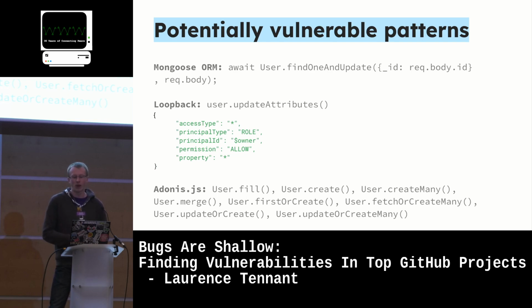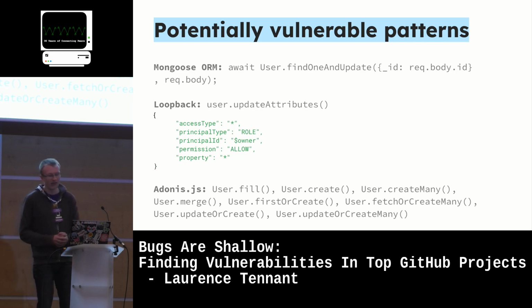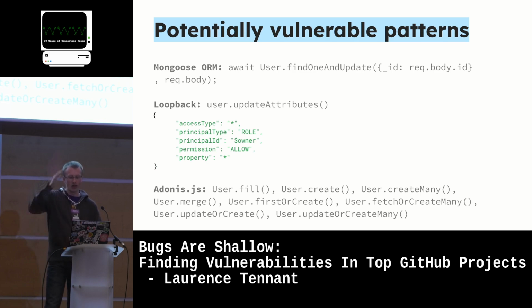And there are a number of different ways that they persist data and properties to user models. So you've got Mongoose using findOneAndUpdate. You've got LoopBack, which uses updateAttributes, but then they have separate ACLs for deciding which users can affect which properties. Then you have Adonis.js, where they have about 10 different functions that could be vulnerable. So I just went through and listed all of these different patterns, and then started plugging them into grep.app and seeing if they came up with anything.